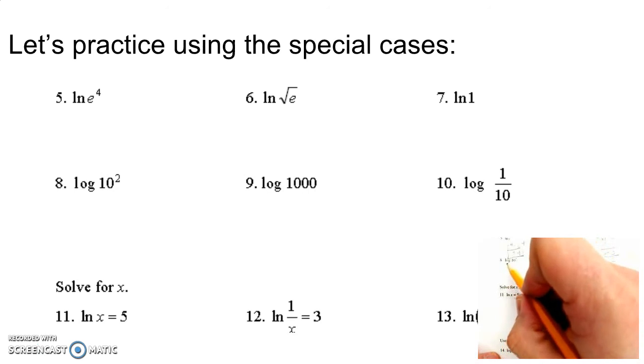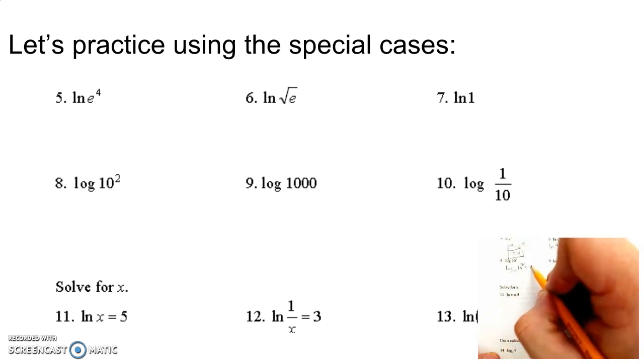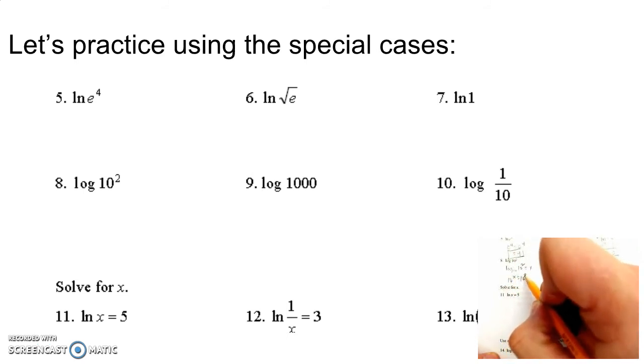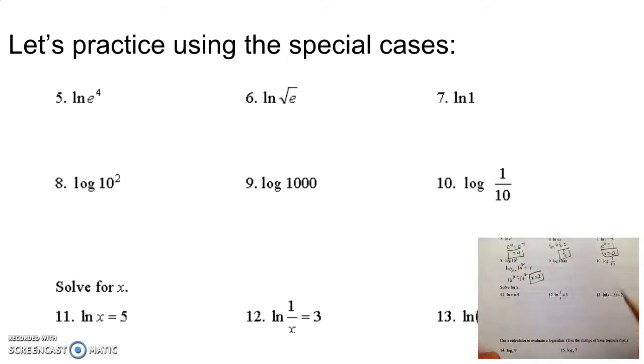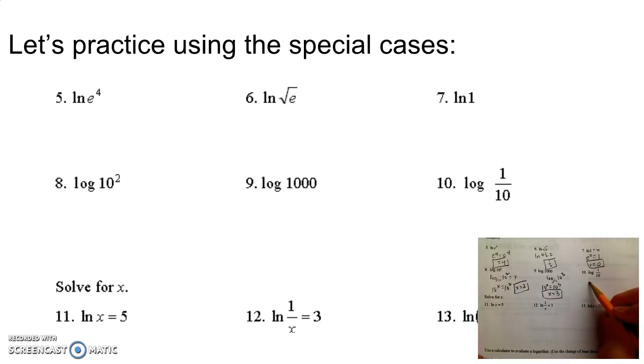Now some common logs. Log base 10 of 10 squared. So log of 10 squared, that means what exponent can I put on 10 that equals 10 squared? Obviously x equals 2. Common log of 1,000. Very similarly, that's the log base 10 of 10 to the 3rd. So what exponent can I put on 10 that equals 10 to the 3rd? X equals 3. And the log of 1/10 will give us -1.